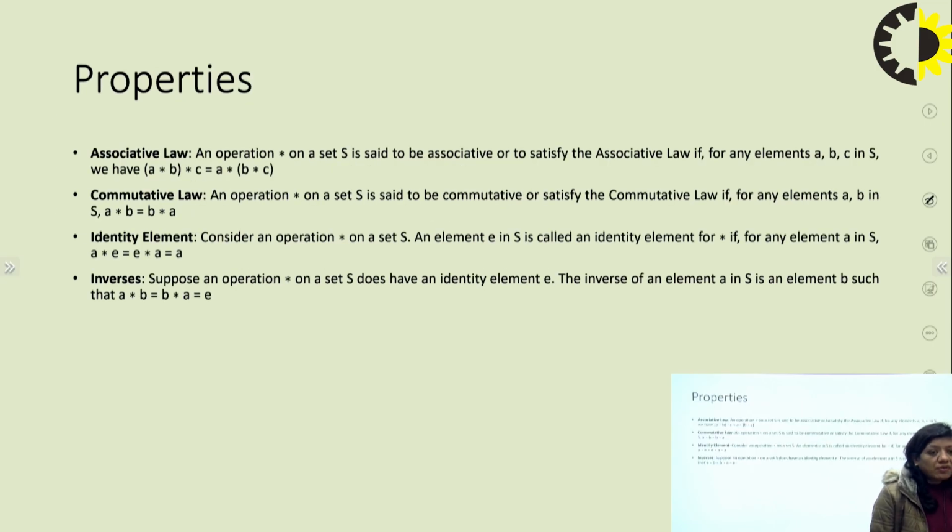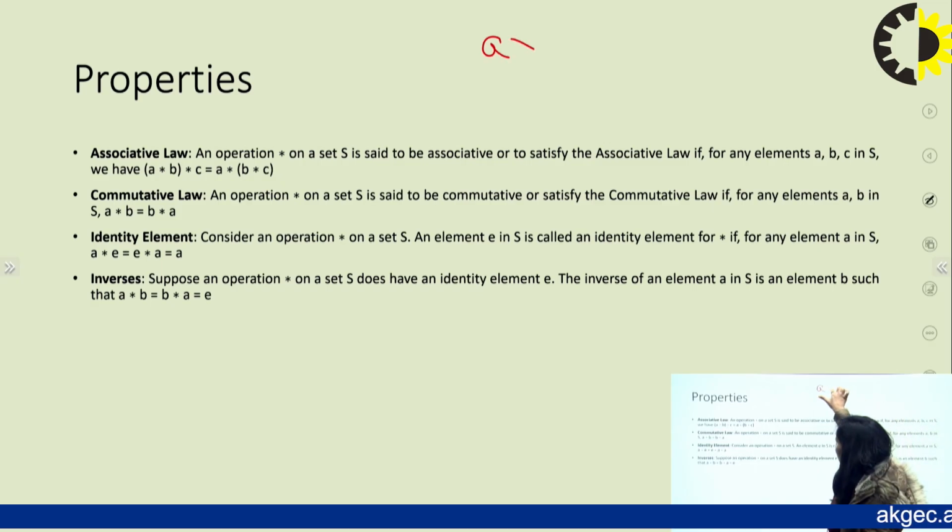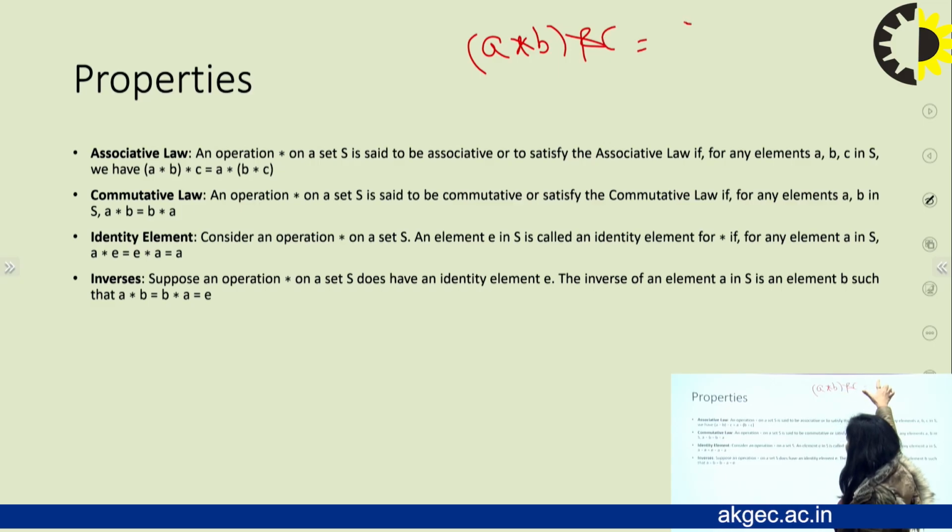Now we come to the properties. In total there are four properties to be satisfied: the associative property, the commutative property, the identity element, and the inverse element. Let's understand these properties one by one. First one is the associative property. In the case of multiplication, (A cross B) cross C is equal to A cross (B cross C).